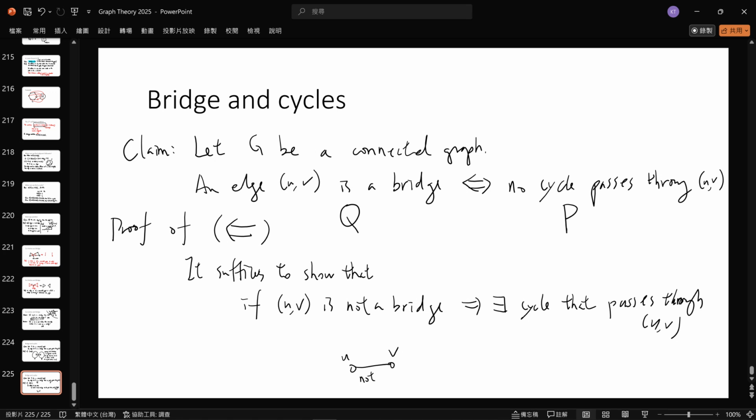So this is not a bridge. And we need to create a cycle that contains this UV edge. Or in other words, we need to create a path between U and V. Because if we can create a path between U and V, then adding this edge will create a cycle. So how to create a path? Or how to show that there must be a path connecting U and V?